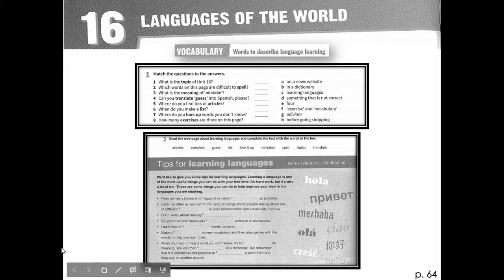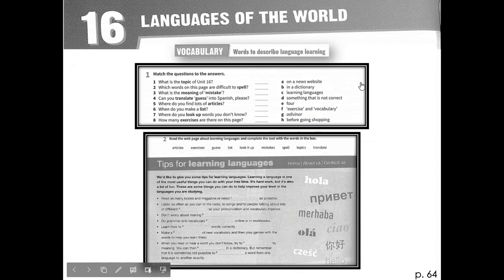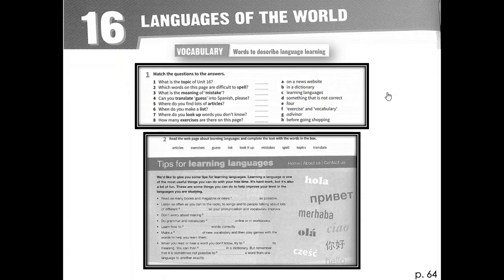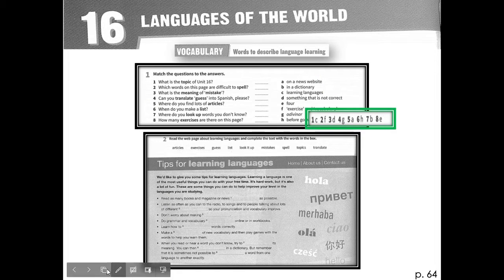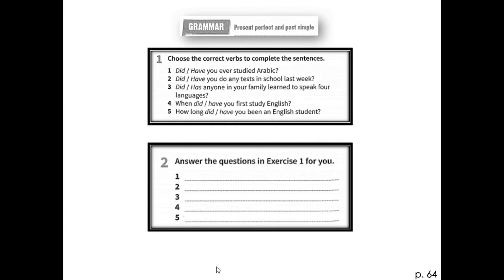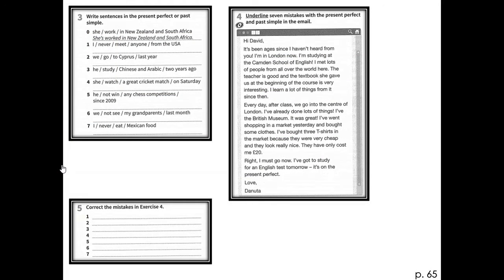Next part of page 64 is this one here. Grammar. You need to write your own answer. So grammar looks like this. Next one, page 65, a continuation of grammar. There's activities 3 and 4. You need to write the sentences, and then after that find the mistakes in the passage and correct them.